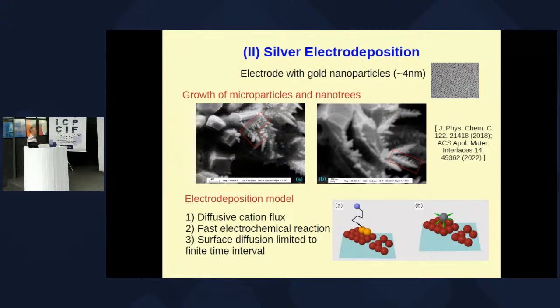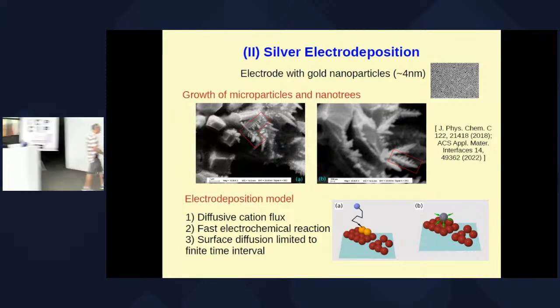Then what are the conditions of the model? We consider that there is a solution above the cathode and the diffusive cation flux. When the cation reaches the surface of the deposit or the electrode, it undergoes a fast electrochemical reaction. It is immediately reduced to a silver atom, and then this silver atom can execute diffusion limited to a certain time interval.